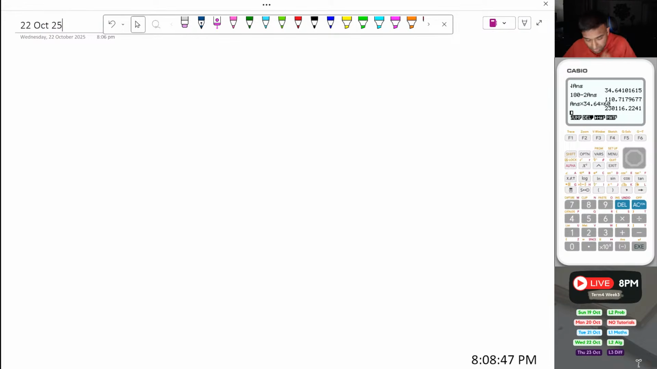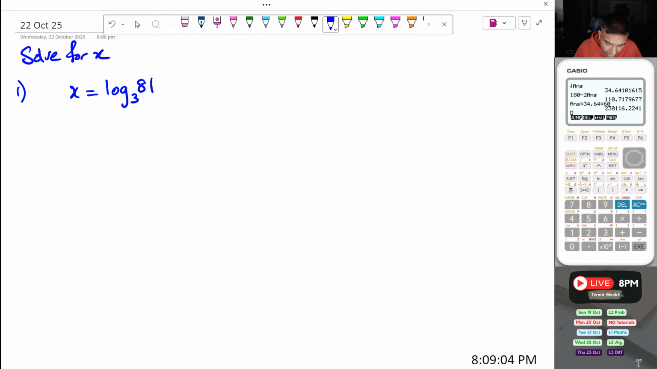Okay, so the first question that we're going to be looking at is something like this. Sorry, I know I'm a little bit delayed today. So it's going to be something like solve for x, and we're going to have something like this. Example, x equals log 381.